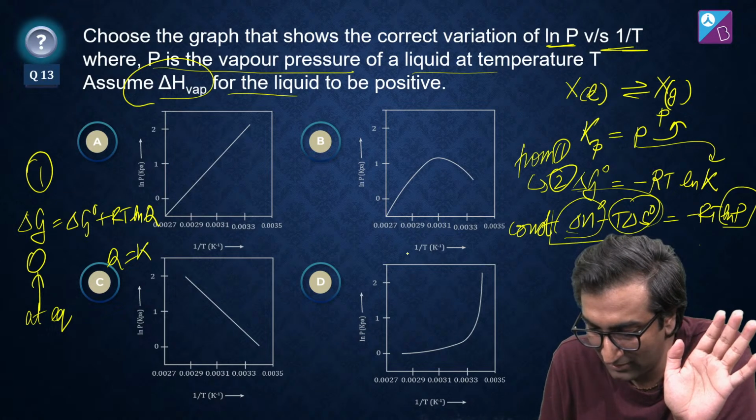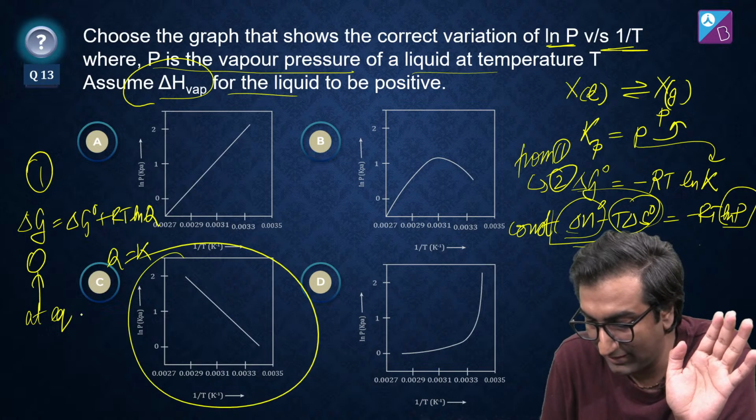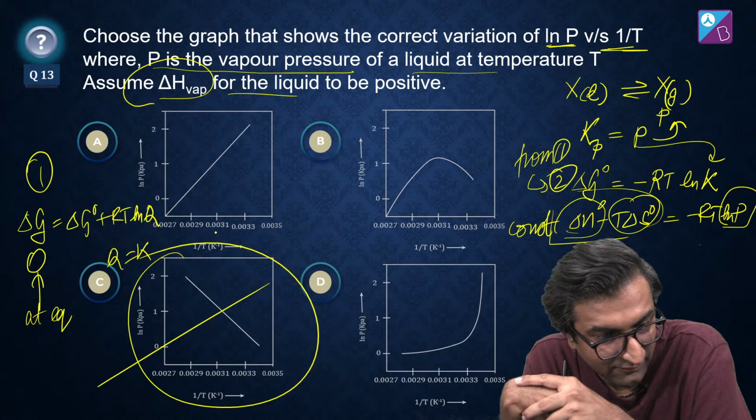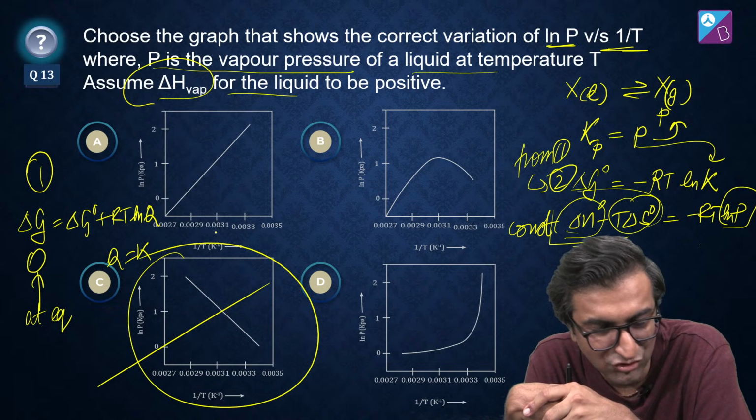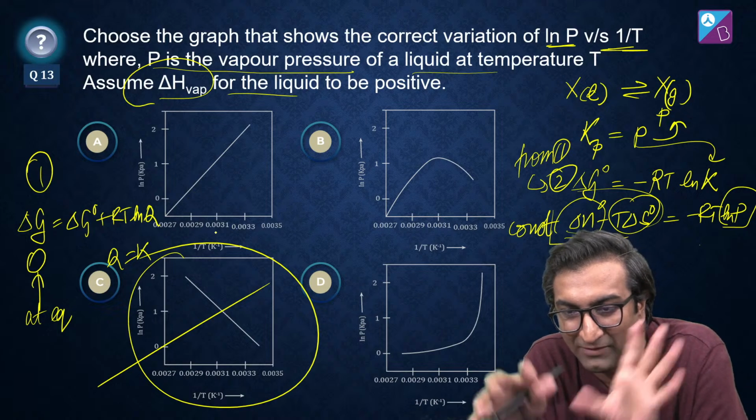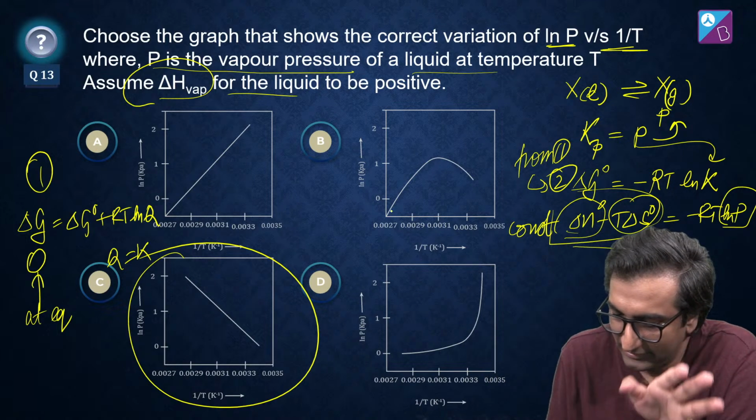So ln P versus 1 by T is going to be a straight line with a negative slope. Hence it is C. Very nice, Saurav and Shoaib. आप जब तक मैं explain कर रहा था, आप लोगों ने figure out कर लिया, ठीक है.